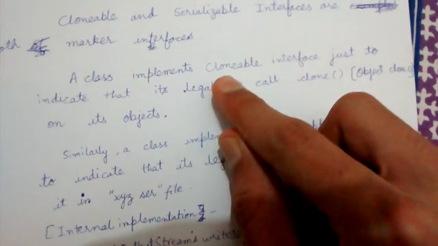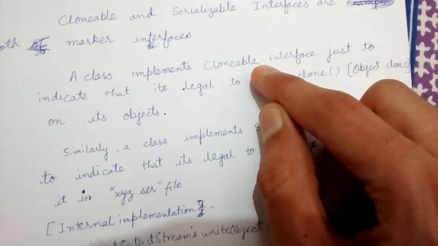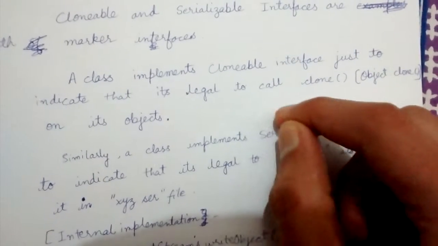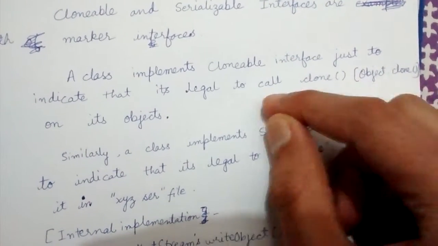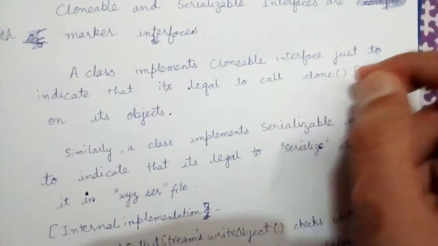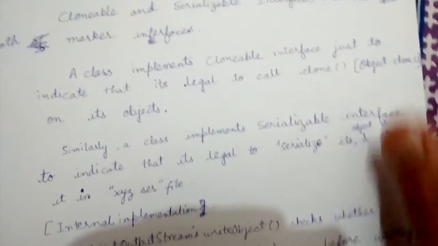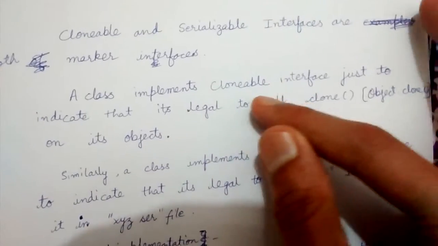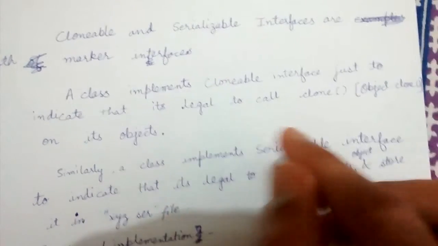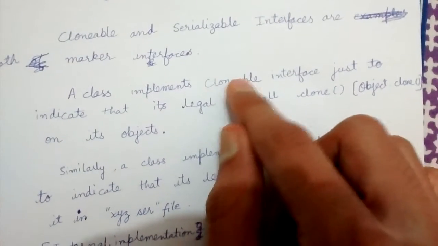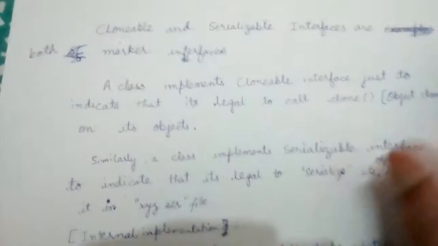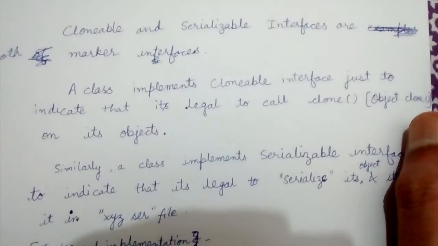But if you don't implement this Cloneable interface, then if you write Employee e and e.clone(), it will throw CloneNotSupportedException or some kind of exception. So this is just used as a marker. You are just marking that Employee class by this Cloneable interface. This Cloneable interface doesn't have any methods or anything. It's just a marker interface.